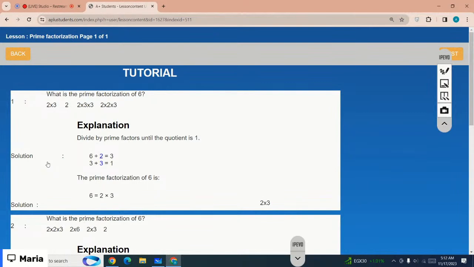So the numbers you divided with are the prime factors. 2 and 3 are the prime factors. So the prime factors for 6 are 2 times 3, right? 6 is not a prime number, so you have more than one pair of factors, right? 6 times 1 is also 6, but we cannot use that, because 6 is not a prime number. You must make the prime factors, right?